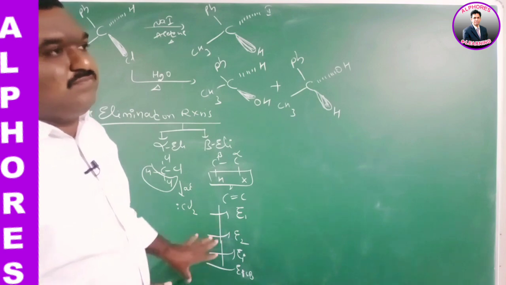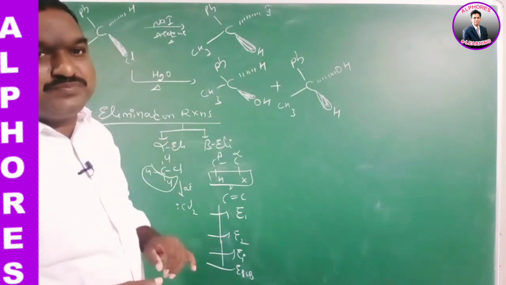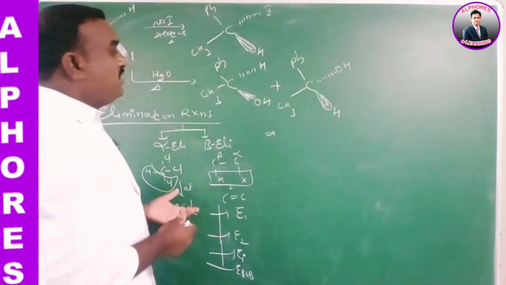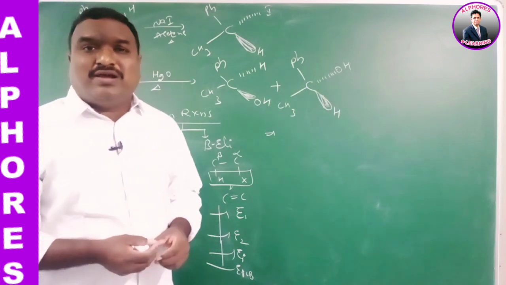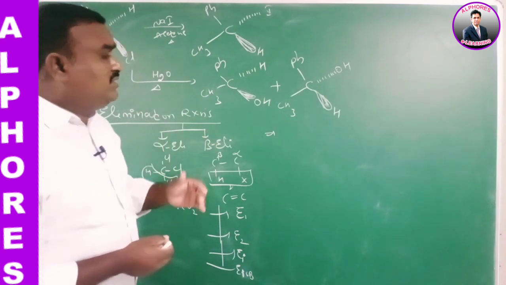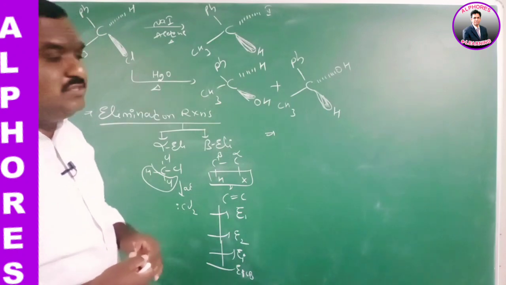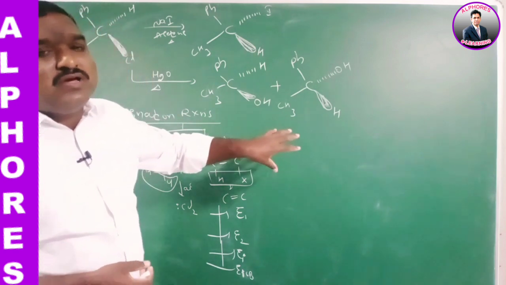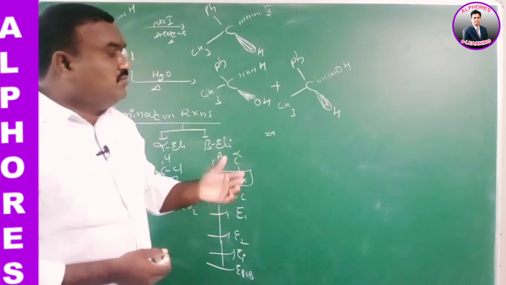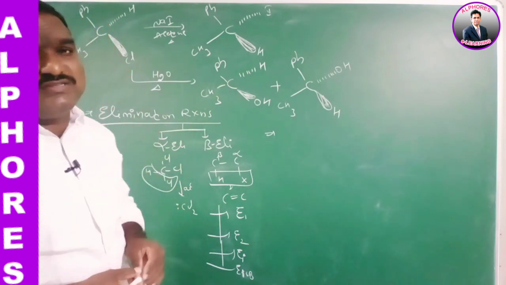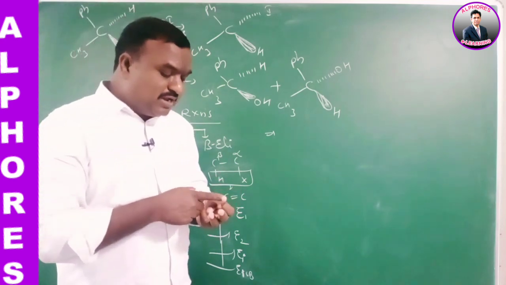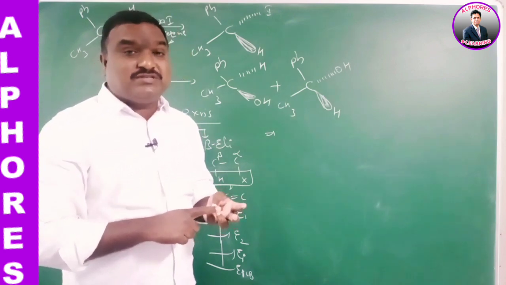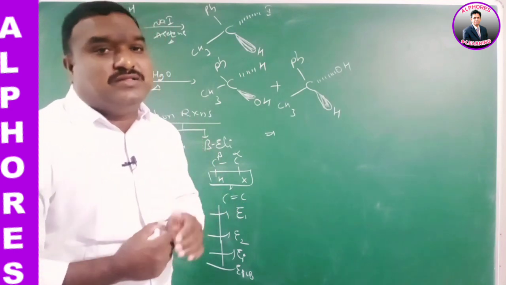These types of reactions, E1, E2, and E1cB elimination reactions, are possible in alkyl halides. Wherever an alkyl halide is given, we write the reactivity order in elimination reactions based on the given substrate structure. Already we have discussed three types of alkyl halides: primary, secondary, and tertiary, based on the connectivity of the halogen.